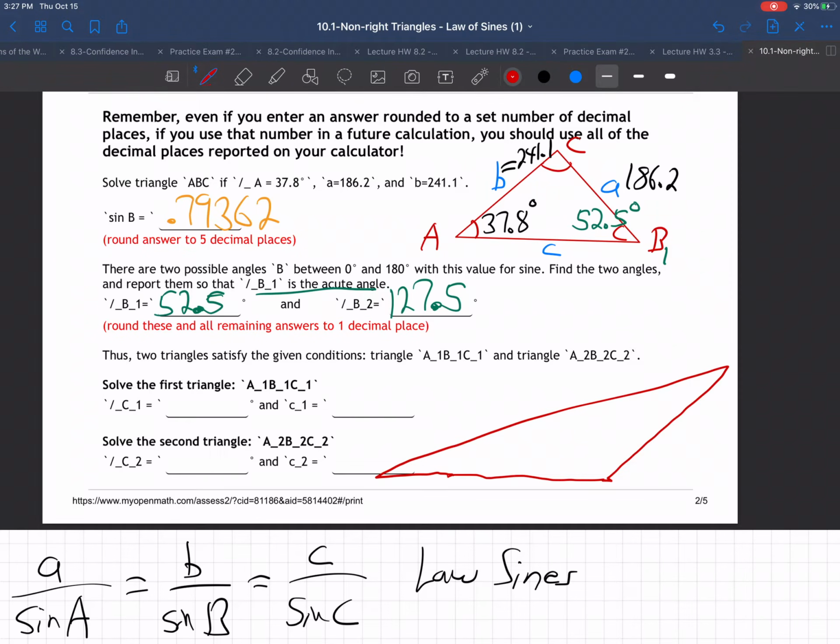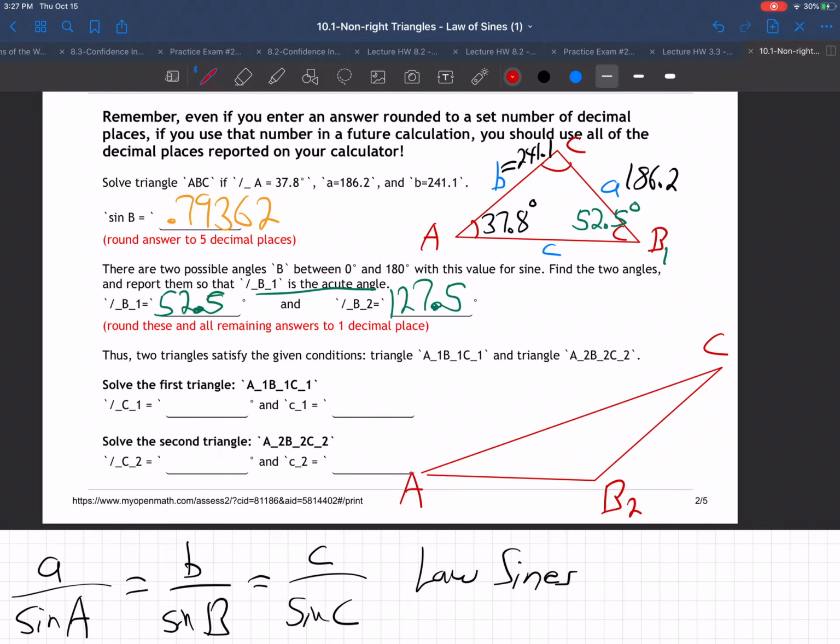Whoops, I was not using the right tool there. Let me try again. Like that. You see the other triangle has B2 here. Here's A, here's C. They're still the same angles they were. And here's little c, little a, little b. Little b is still 241.1. Little a is still 186.2, right? Little a, capital A angle is still 37.8 degrees. All that stuff is the same.